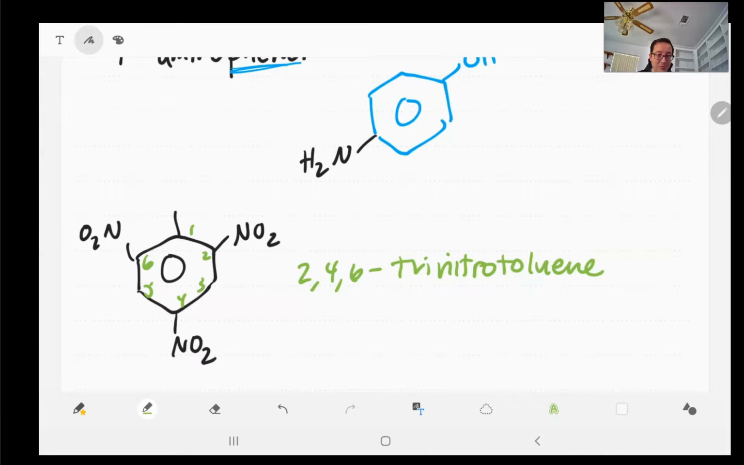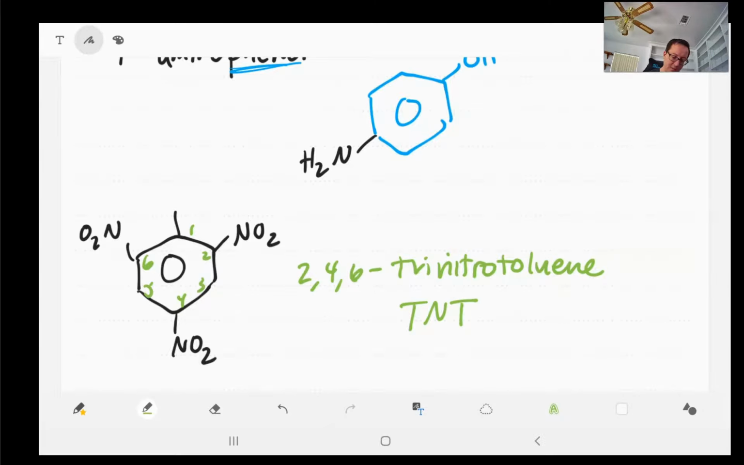So toluene, the methylbenzene, is our parent name. The nitros are substituents. This molecule is TNT, explosive, dynamite, trinitrotoluene, at positions 2, 4, and 6. So position 1 is occupied by our methyl group, because the methyl group has priority.